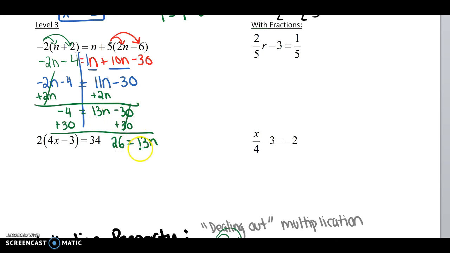Everything else is the same. Now it's 13 times n. How do I undo that? I'm going to divide both sides by 13. Those cancel. All you have left is n, because 13 divided by 13 is 1. 26 divided by 13 is 2. So you get 2 equals n.